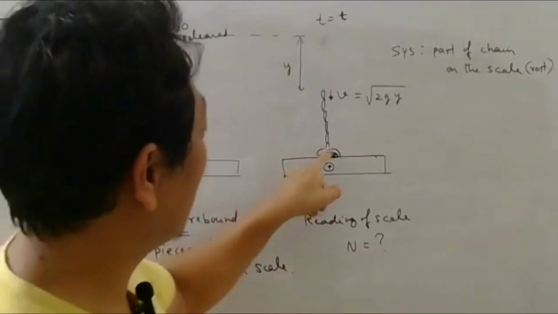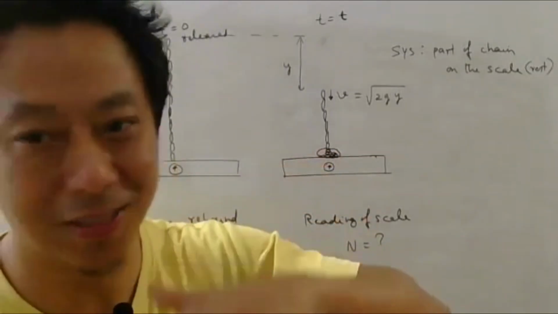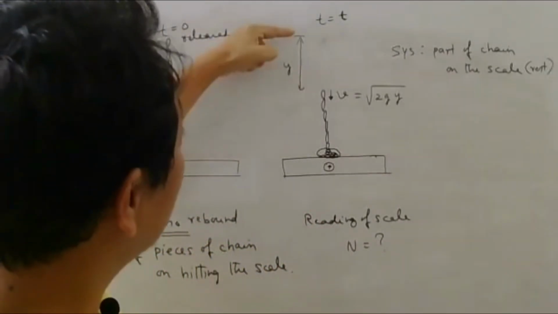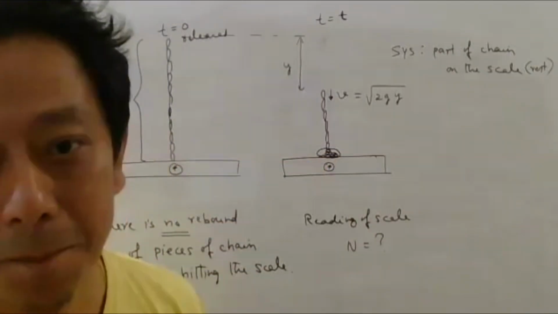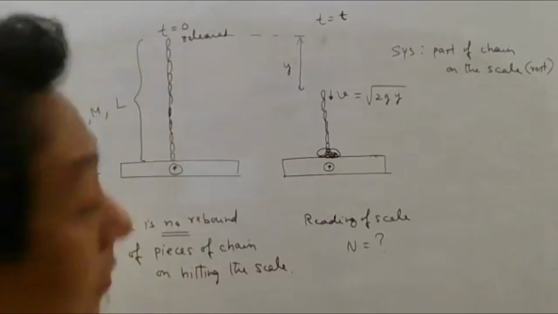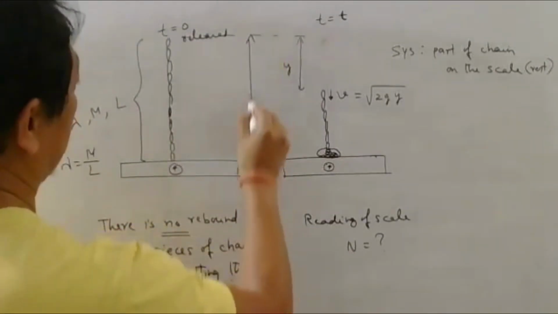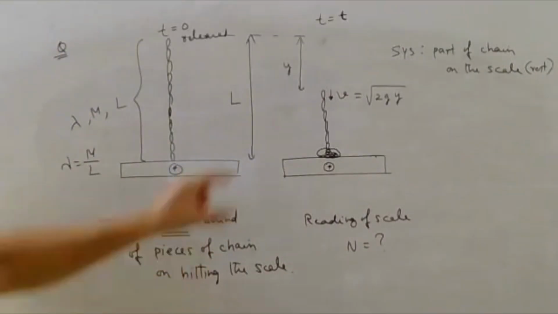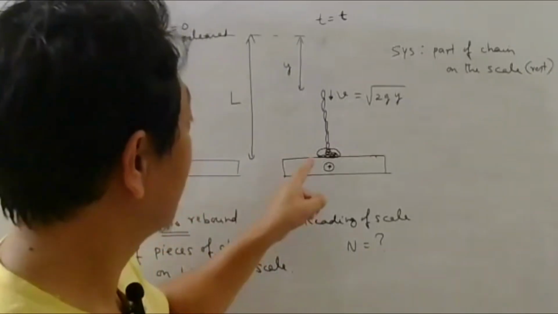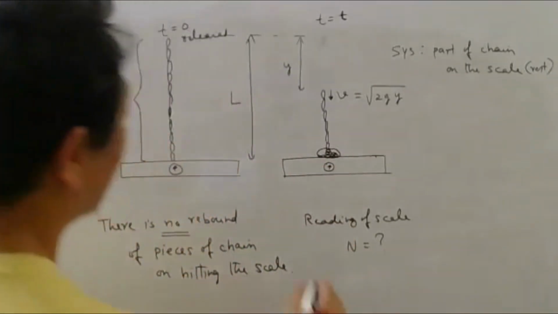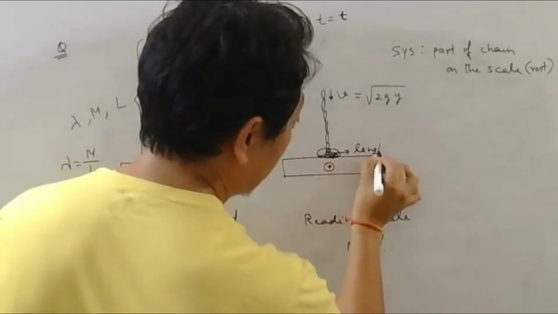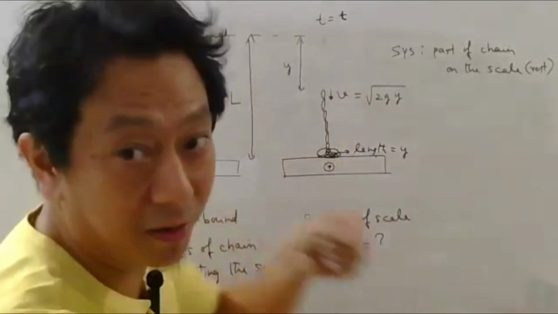Because I know this much part is on the scale, I can easily find the weight of that part. If y distance has fallen, how much length total is on the scale? L minus y is the part which is here. Since I know y part is here, the length of this part is nothing but y only. If you open this part, it will be y.